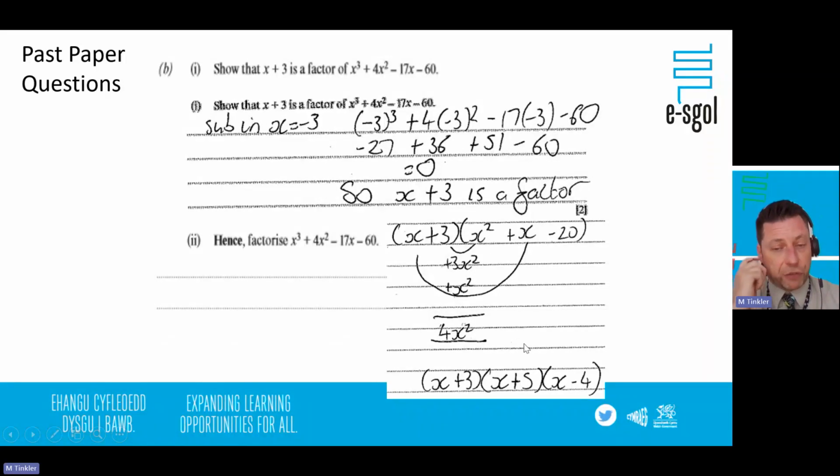Now these questions haven't asked us to solve. In Assignment 6, it did say solve them, and then we said x plus 3 equals 0, x plus 5 equals 0, x minus 4 equals 0, and worked out the values. But these ones are only saying factorize. That's generally the case in additional maths. At A level, they normally ask you to solve.